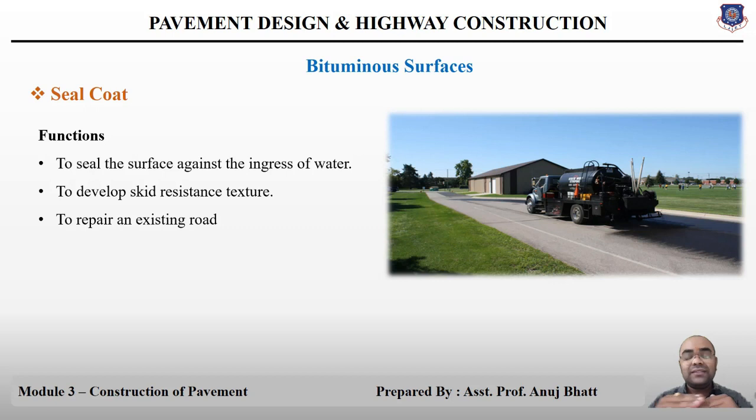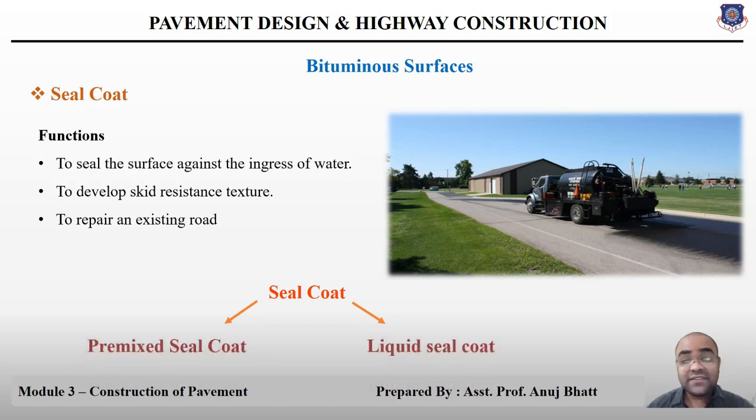So after applying the tack coat, if you have allowed the traffic to flow over it, after some time that surface may get damaged. To repair that damage, or to repair that existing road, you can apply the seal coat. So this is the main function of applying the seal coat. Generally, there are two types of seal coats. The first is the premixed seal coat and the second is the liquid seal coat. Let us discuss the premixed seal coat and the liquid seal coat.